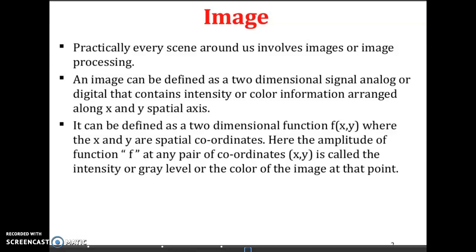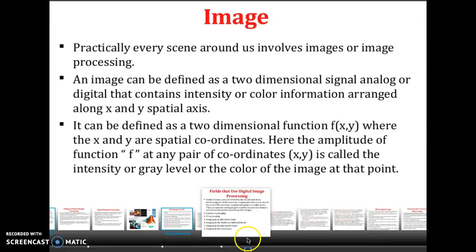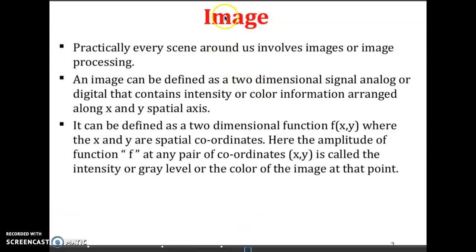What was discussed is that the pictorial representation of the objects surrounding us on a plain sheet is referred to as an image. Since we are representing the picture of an object on a plain sheet, it is a two-dimensional signal. Mathematically we can say the image is defined as a two-dimensional function f of xy. f of xy is the image.